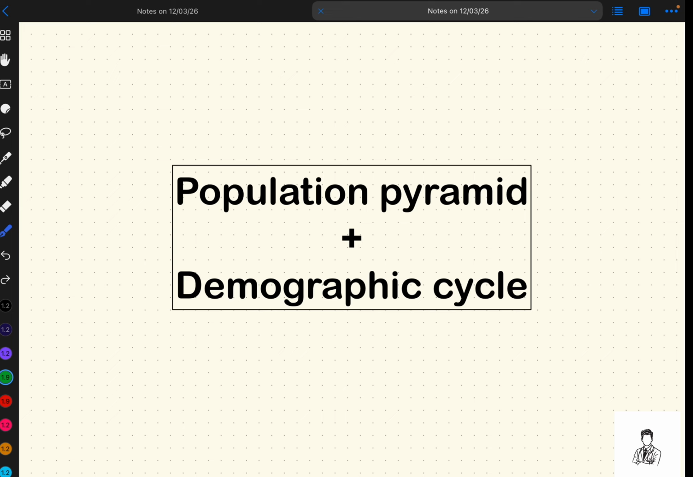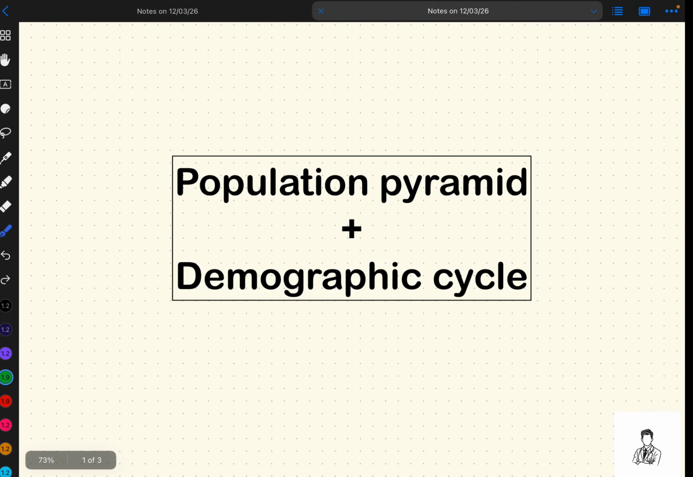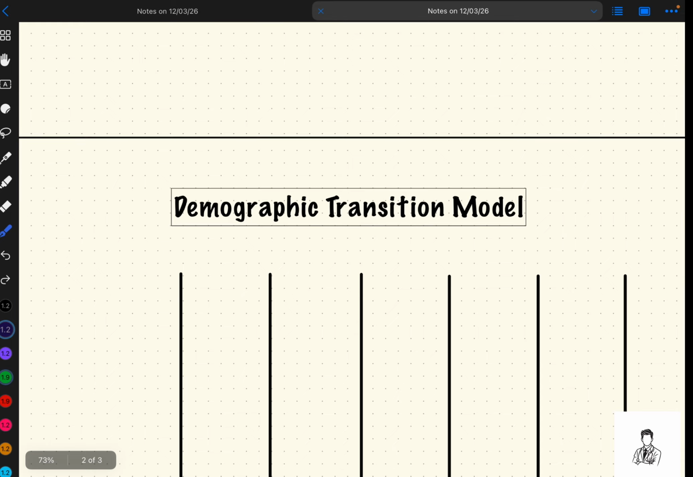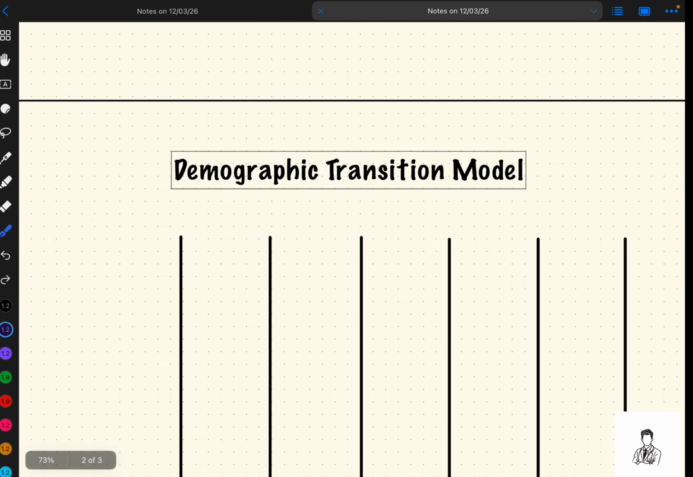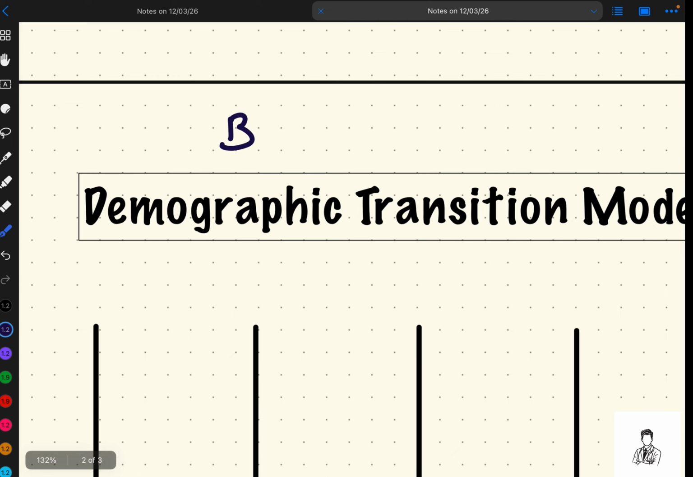That is exactly how it is asked in our NEET PG, FMG and INICET. So, demographic cycle, and we will also cover some part of the population pyramid. Okay, so we will see what the demographic transition model is. The demographic transition is the change in birth rate and death rate.